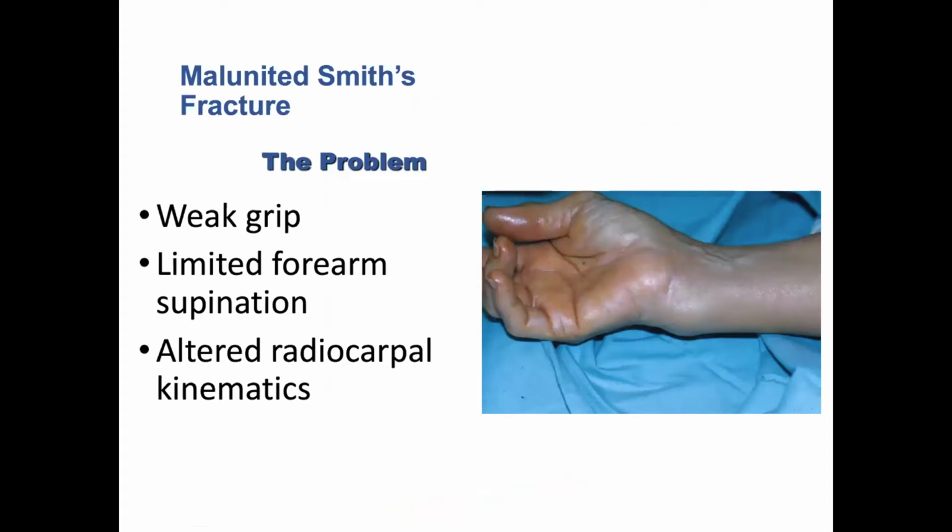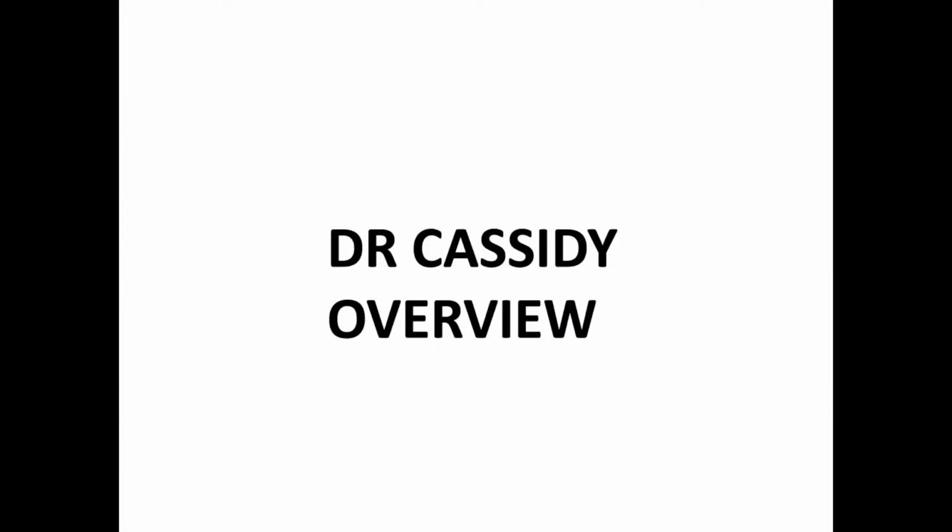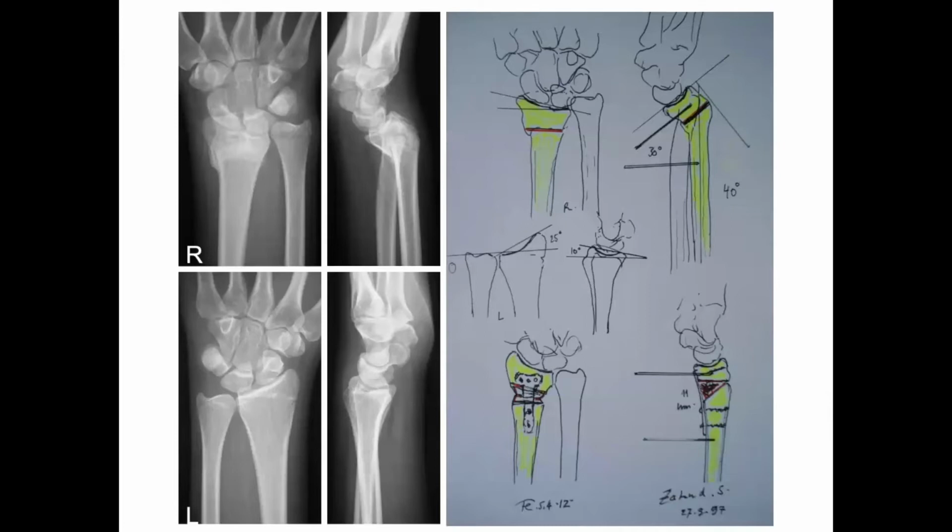As an illustrated example, we use this volar malunion. Notice the prominence of the distal radial ulnar joints, and it covered looking at both the distal radial ulnar joint and the radiocarpal joint. And this was the X-ray as shown, and notice the length discrepancy as well. So Dr. Cassidy gave us an overview looking at indications and timing.